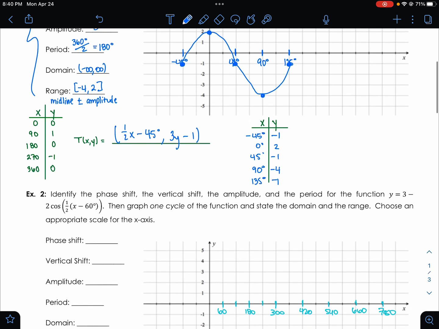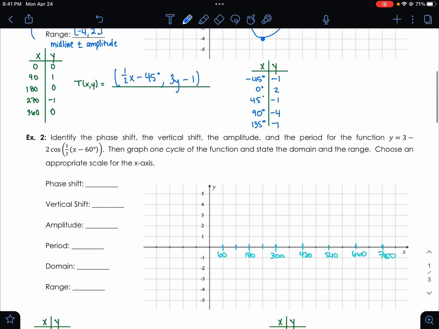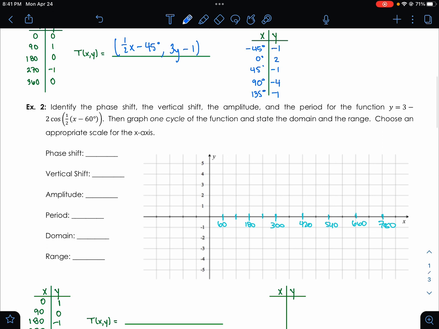The next equation that we're going to look at is a cosine function. So again, this is very similar to what we did for sine. Our equation is y equals 3 minus 2 times cosine of 1/2 times x minus 60 degrees. So again, our phase shift is going to be moving us to the right 60 degrees. Our vertical shift right here is going to be moving us up 3 units. The amplitude is positive 2.